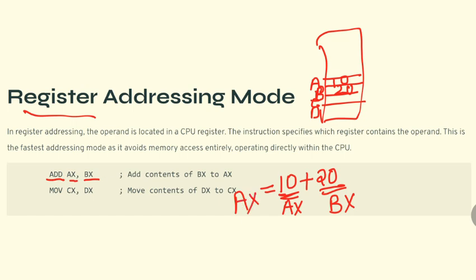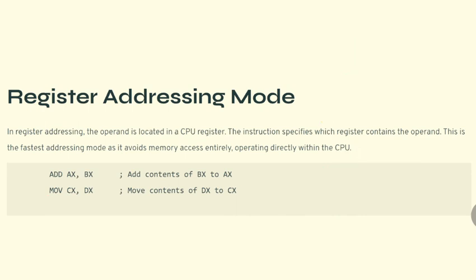So this is your register addressing mode. That means the operand is available in a CPU register, and I access it directly from that register. Similarly, move cx comma dx means whatever data is available in dx, suppose 3, I am transferring from register D to register C. So this is about register addressing mode.